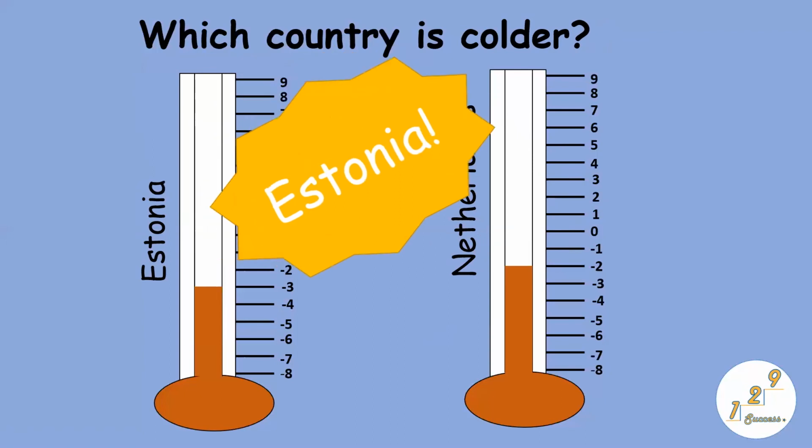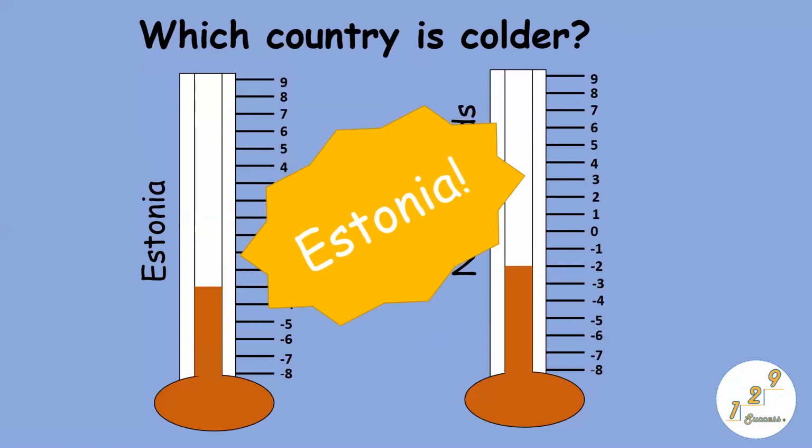Okay, so the answer is Estonia, because in Estonia we have -3 degrees, and in the Netherlands we have -2. Now, -3 is colder than -2 because -3 is a smaller number than -2.